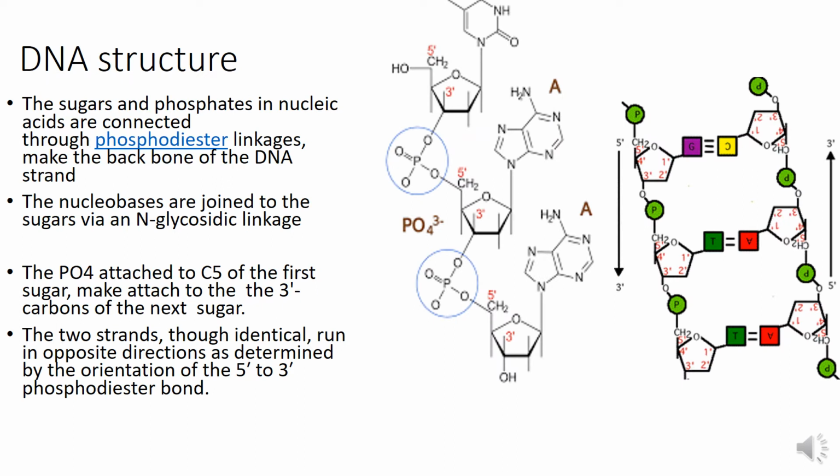Glycosidic linkage. The phosphate PO4 attached to carbon 5 of the first sugar is attached to carbon 3 of the next sugar. هنا ال 5 phosphate sugar مرتبط بال 3 phosphate وهكذا السلسلة تكون. The 2 strands, though identical, run in opposite directions as determined by the orientation of the 5 to 3 phosphodiester bonds. بهذه 5 to 3 phosphodiester، هذه هم 5 to 3 phosphodiester.